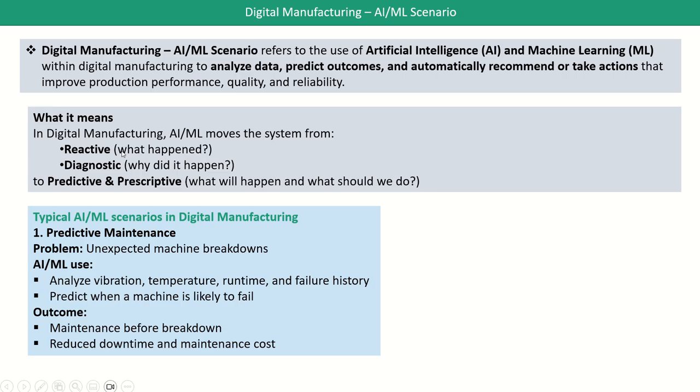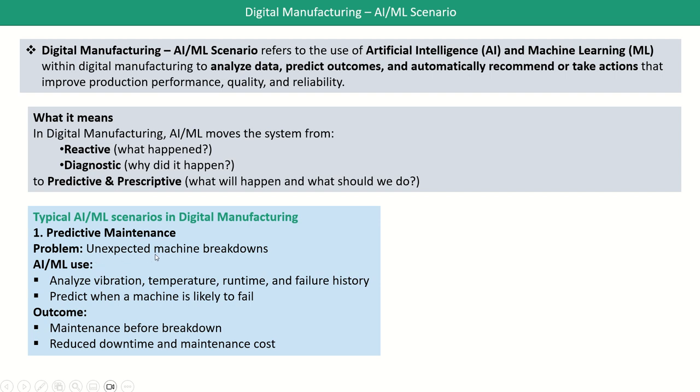right now, when the issue or defect comes, only then do we react, diagnose what happened, and then go for the solution. But after using the AI ML model, we can predict the issue in advance. Whenever something is going to happen, we can predict it in advance and take a corrective action as well. So we are moving from reactive to predictive.